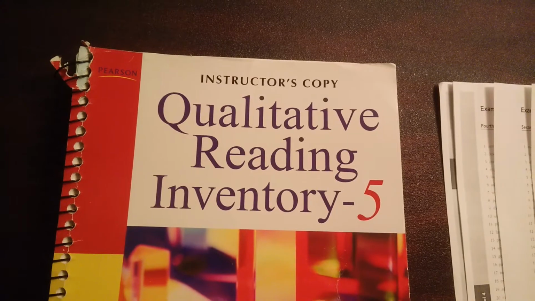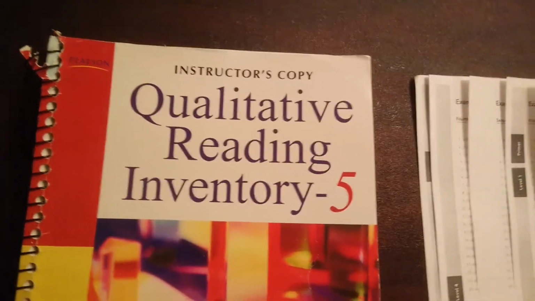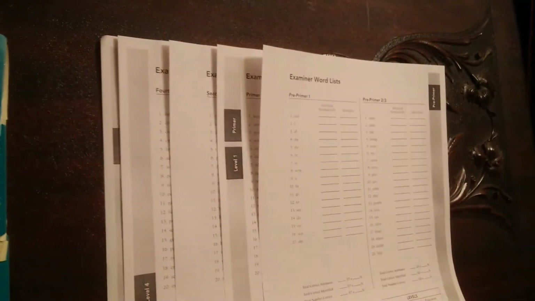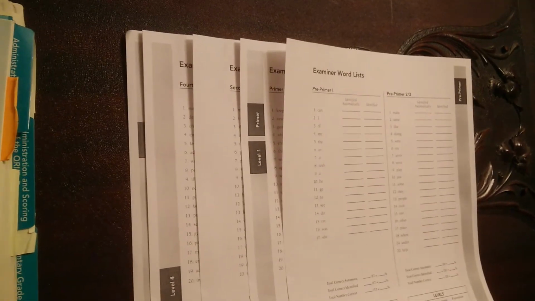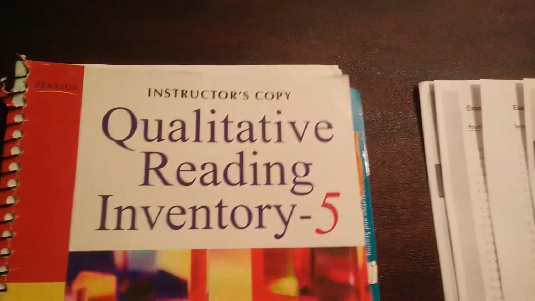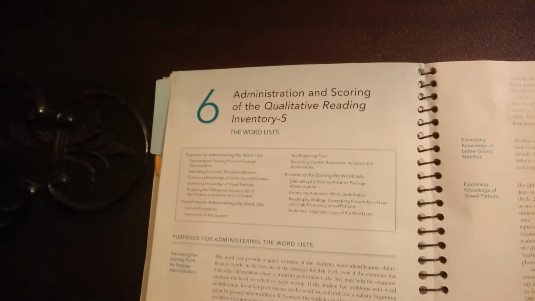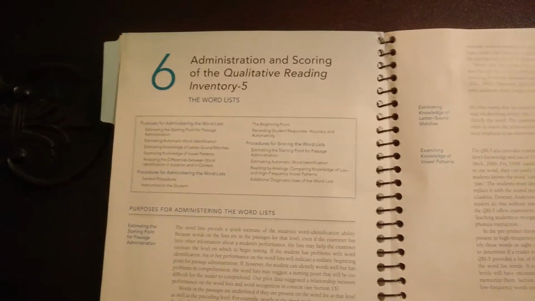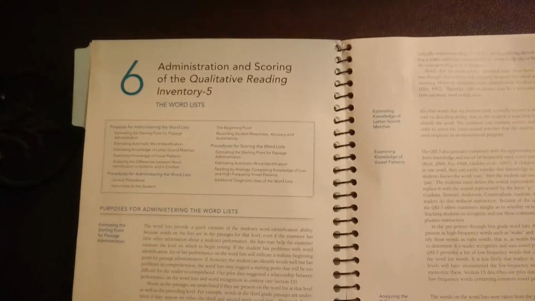To get started, you're going to need your QRI manual. And then we're also going to be using the examiner pages that go along with the word list. Now, everything that you need to know about the word list is in section 6 of your manual. So I'm going to turn there now. That's on page 40. And this is a great resource as you're preparing for the assessment.